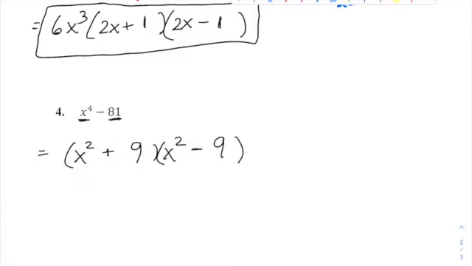You can try all you want, but you won't be able to come up with anything that foils or multiplies to give you x squared plus 9 until you get into Algebra 2 and you learn about things like imaginary numbers, but we're not there.